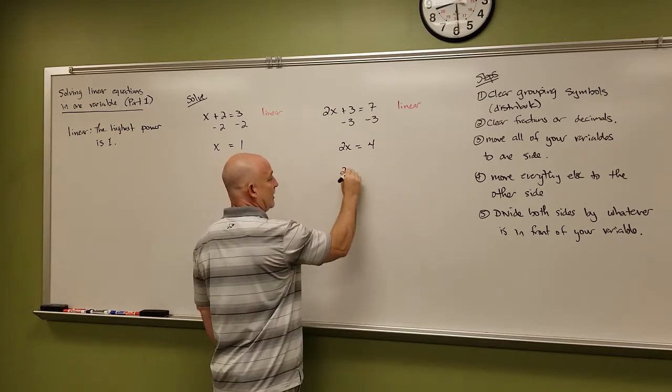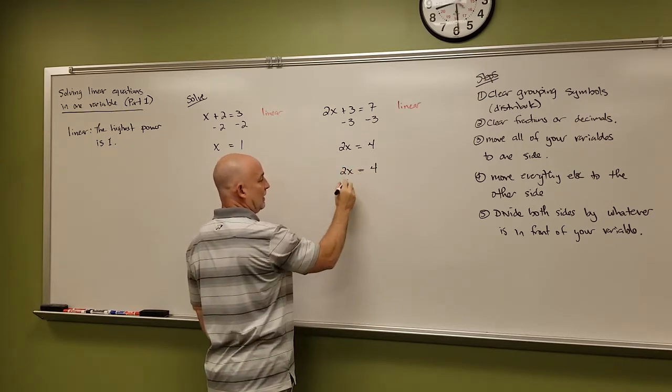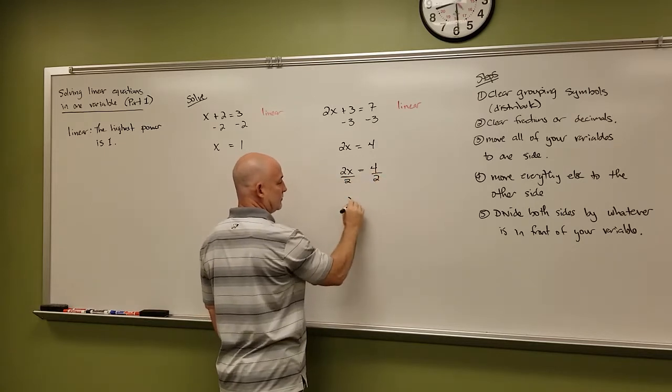Last step says divide both sides by whatever's in front of my variable. I have a 2 in front of this x, so I'm going to divide both sides by 2.